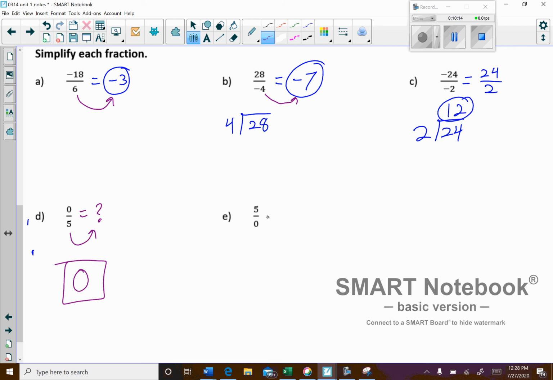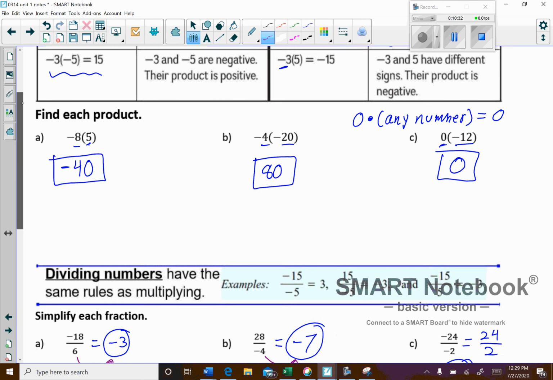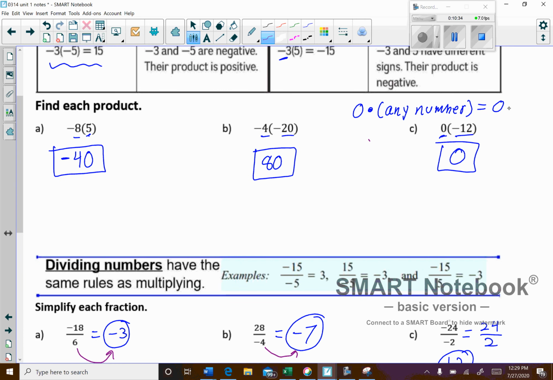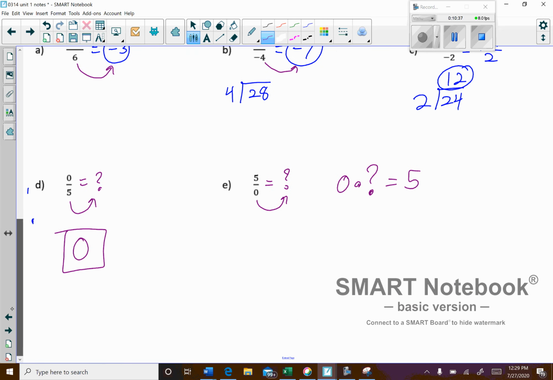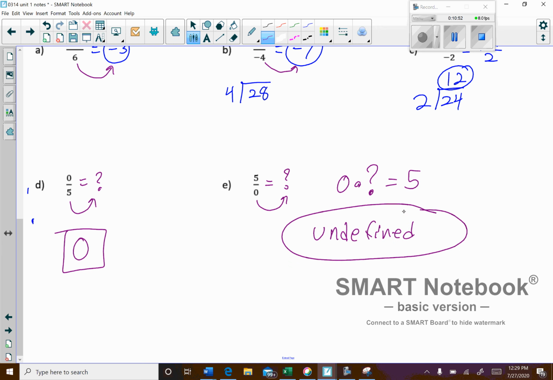So the next one, now we flip it. Now you have 5 divided by 0. So 0 times what would give you 5? We're trying to figure out 0 times what number equals 5. Well, remember back up here, we established that 0 times any number is 0, so that seems impossible, right? A lot of times in math, we don't like to say things are impossible, so we'll use undefined, and that's what we're going to do here. This is going to be undefined. We don't want to quite rule it out just yet, so we're going to put it as undefined.